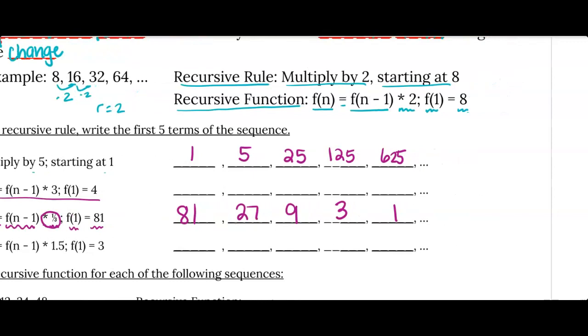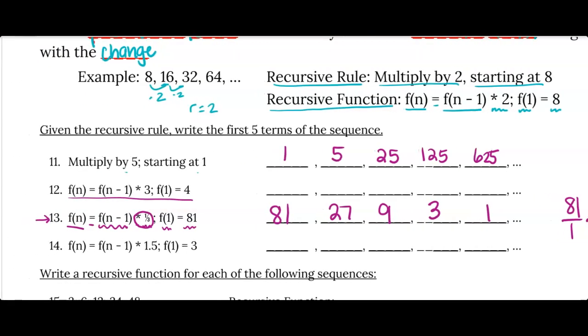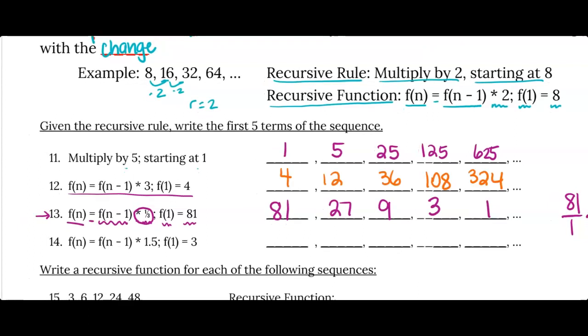Remember that we can do that because if we have 81 over 1 times 1/3, 81 times 1 is 81, and then 1 times 3 is 3. And remember at the beginning of the year, I said a fraction bar is just division. So that just means to do 81 divided by 3. You guys try number 12. Number 12 was telling you that the next term is the previous term times 3, with the first term equal to 4. So you should have had 4, 12, 36, 108, and 324 for your answers.